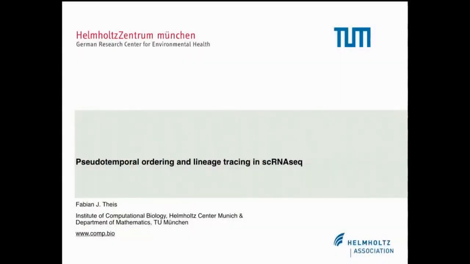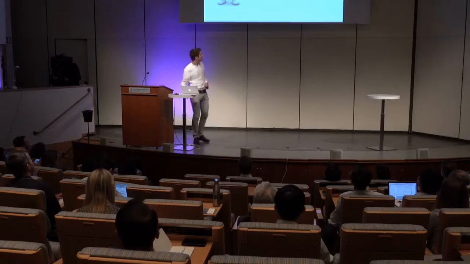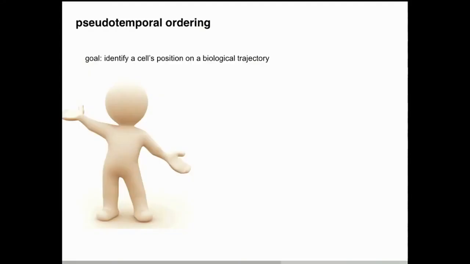So you heard already about pseudotemporal ordering. Essentially, we want to take static data and want to see what type of dynamics are in there. So let me start very simple. This is our human, and we want to make an atlas out of that.